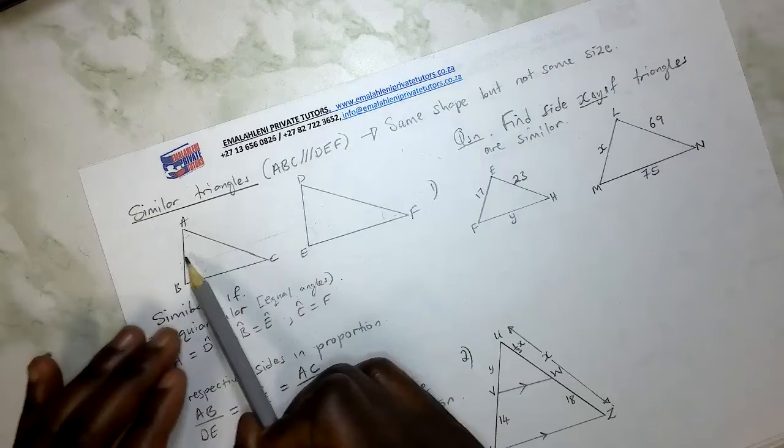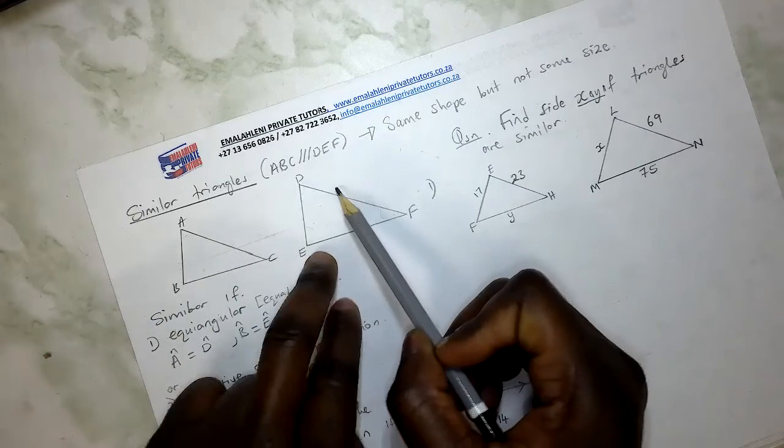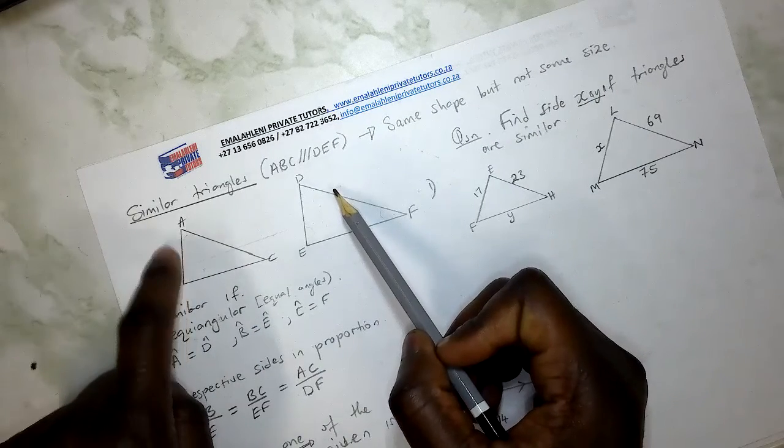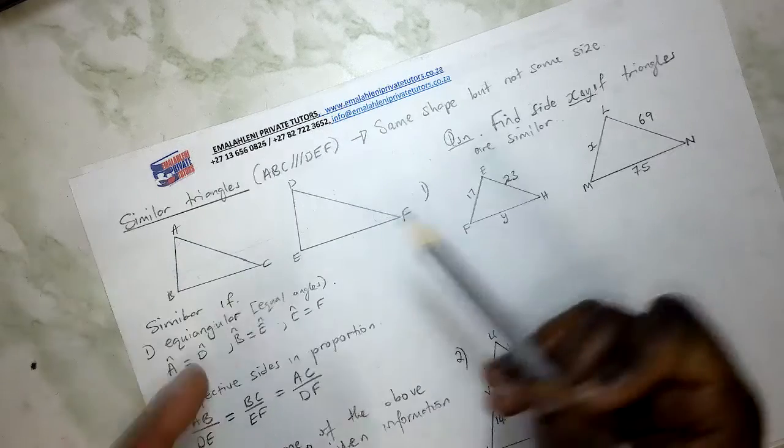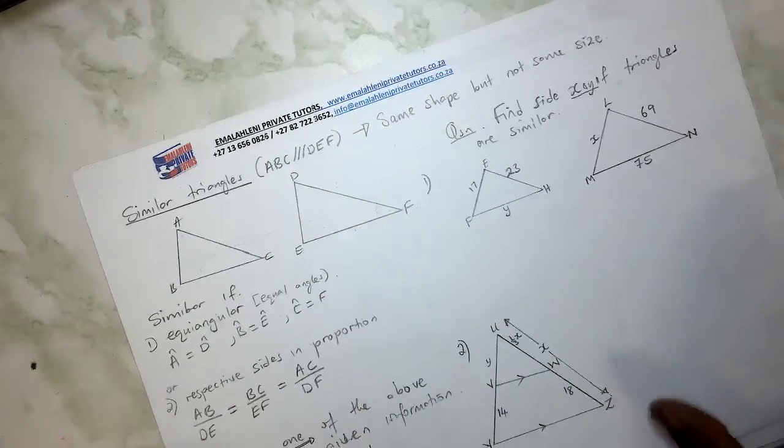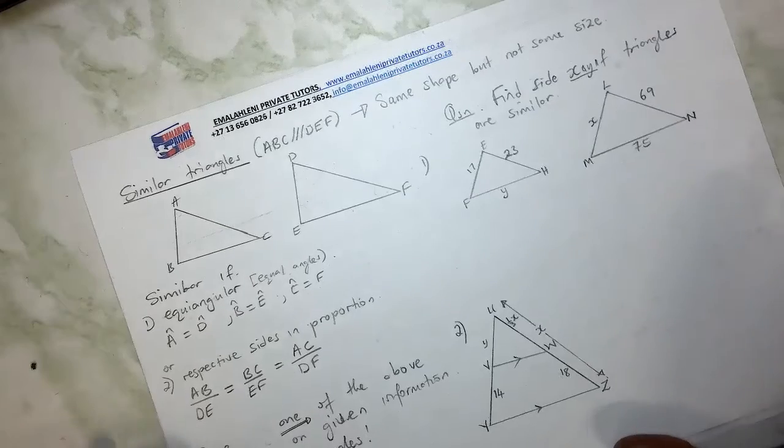So if we enlarge our triangle times 2, then it means that this side will be half this, and this will be half this, and this will also be half this. So that's what we're trying to say there. In that case, our triangles will actually be similar.